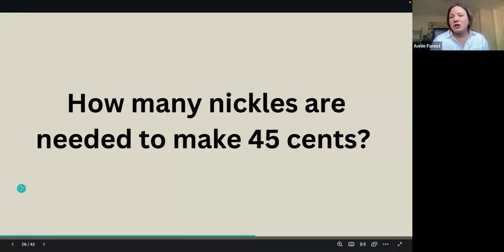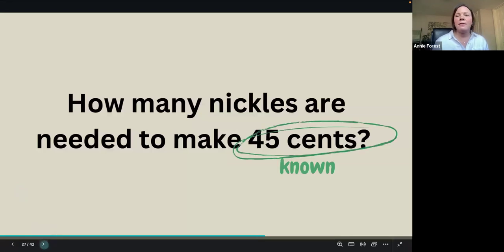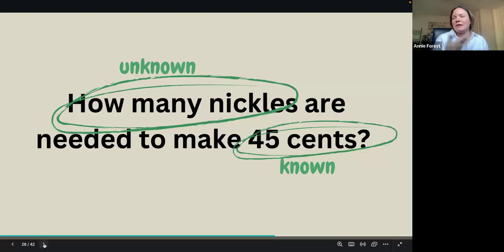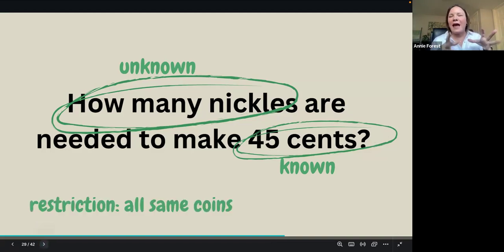So the way you take a closed question that is in your curriculum and open it up is, first of all, you think about the known piece of it. I know there's going to be 45 cents. There's also this unknown piece, that's what I'm trying to figure out: how many nickels to get to that known amount. And then there's also a restriction, like they have to be the same coins. That's implied by the nickels part. I'm trying to figure out how many nickels, and I know it has to be 45 cents. So those are 3 different variables, and you can play around with removing them or moving around which part is unknown or known, and that can open it up.